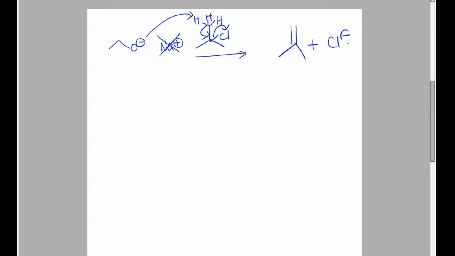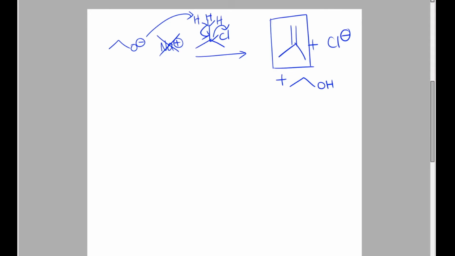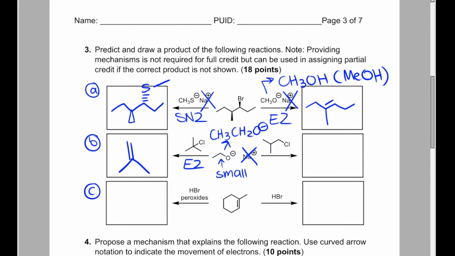You'll get Cl minus as a product, and you'll also get ethanol. But we only really care about this. So that's going to be our product for this first reaction with this tertiary alkyl halide.